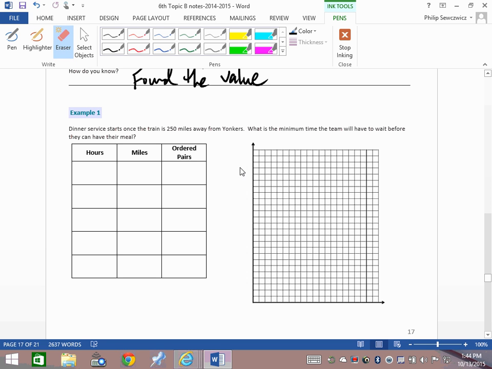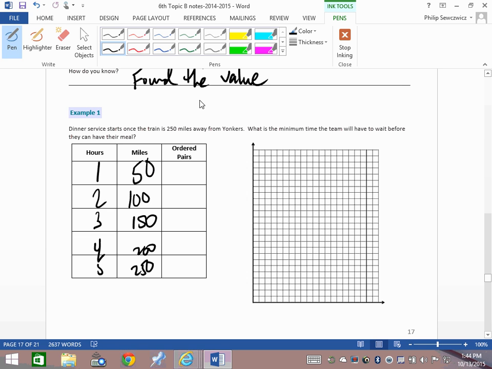So the whole idea here is we can take our information and then plot it to get a visual of what's going on. Again, it's the same idea. It's to figure out what's going on in between them. So if we're at 1 hour, we know that we were traveling 50 miles. At 2 hours, we were at 100 there. Now, traditionally we just keep going right down the line there. So 3, 4, 5. 50, 100, 150, 200, 250. So dinner service can start once the train is 250 miles away from Yonkers. So we can see right away, hey, look at that, the answer is 5 hours.